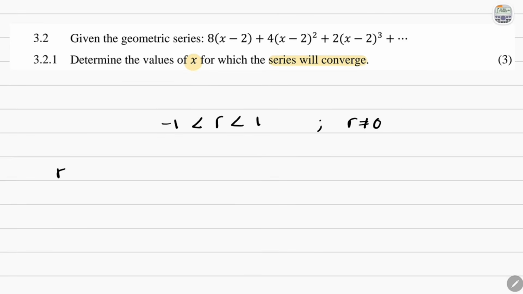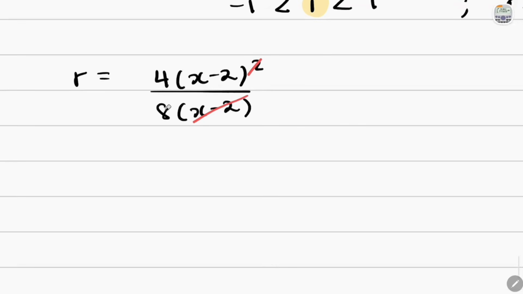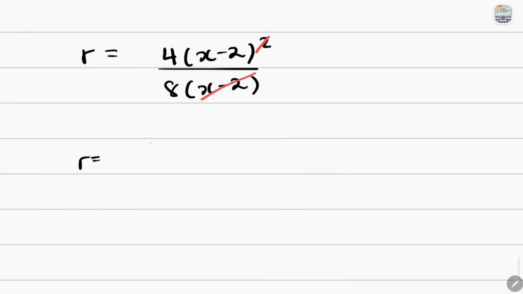So let's find the ratio, because we need to work with that inequality with r. To find the ratio, you always say next term divided by previous term. This is a geometric series. So the next term is (4x minus 2) all squared, divided by the previous term of 8 times (x minus 2). And what happens here? One of the x minus 2 cancels, so you're left with 1, and you're left with x minus 2 in the numerator. But 4 divided by 8 is a half. So what we have is a half times (x minus 2).